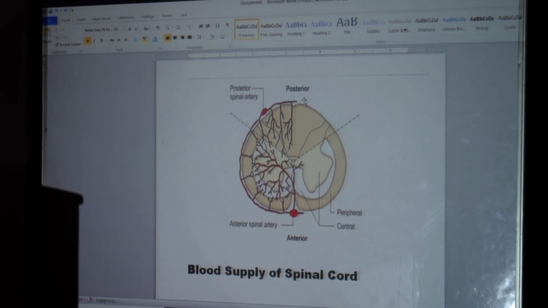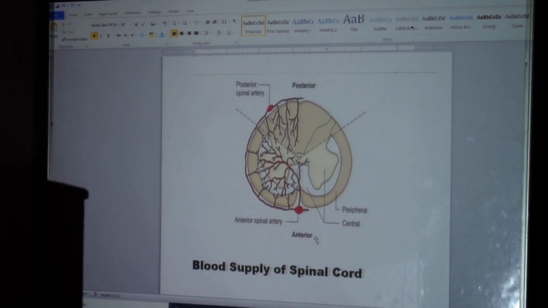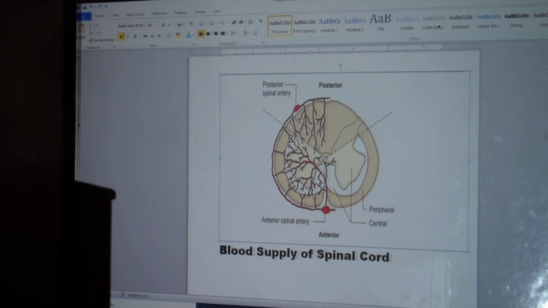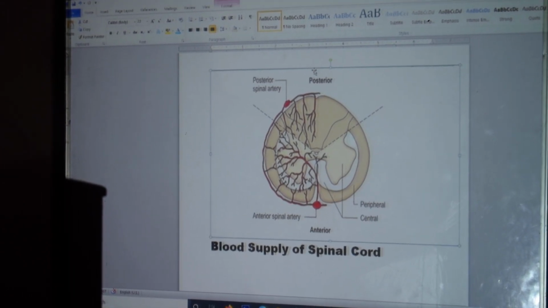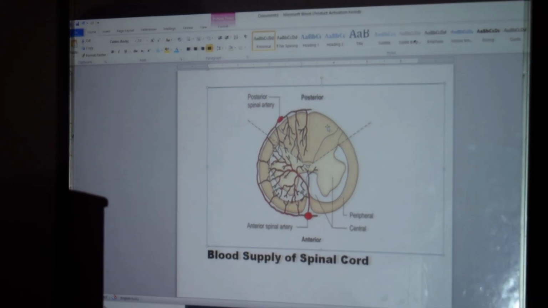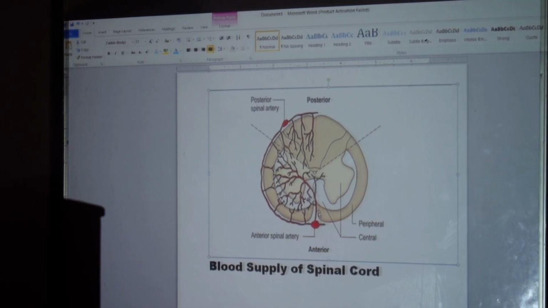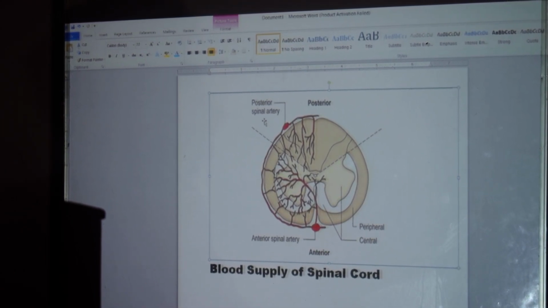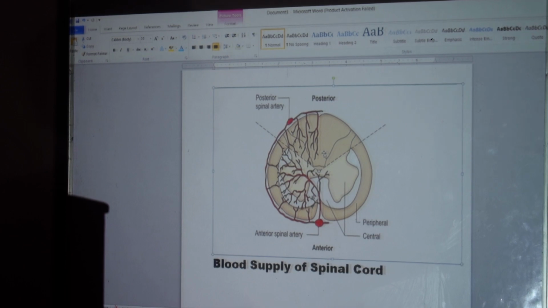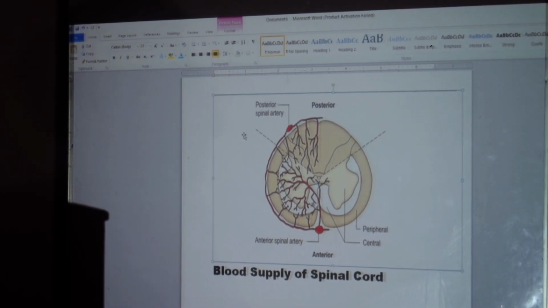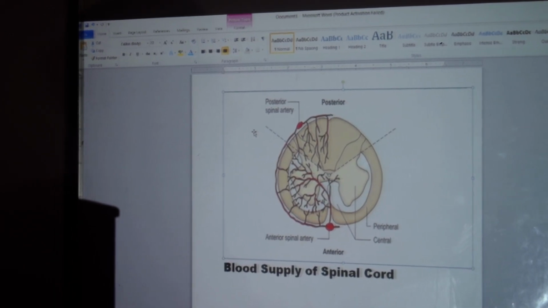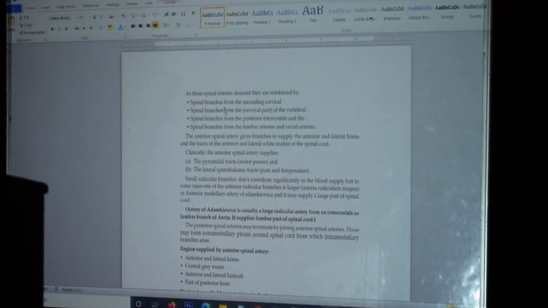Basically, the spinal cord is supplied by, as you can see on the board, one anterior spinal artery and a posterior spinal artery. Over here it is shown there is one anterior spinal artery and two posterior spinal arteries, and they are branches from the vertebral artery. Very, very important. So what is the functional significance of the blood supply of the spinal cord?